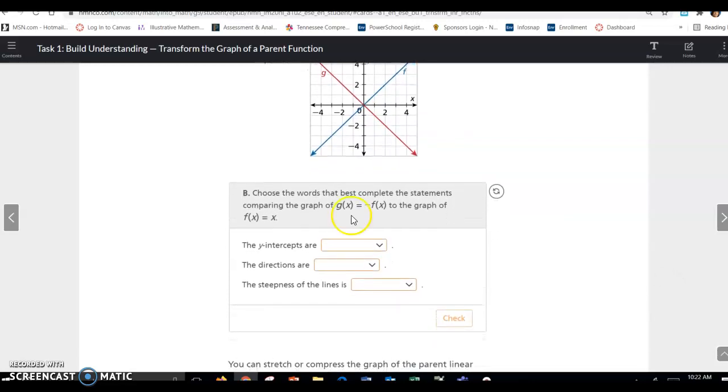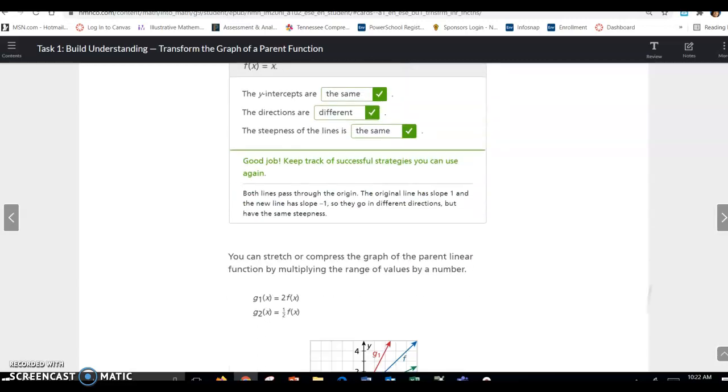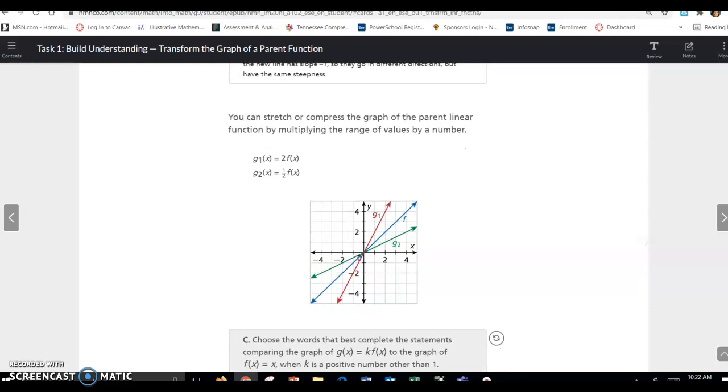All right, so let's see what this says. The y-intercepts both cross at 0, so the y-intercepts are the same. The directions, one's going up and one's going down, so the directions are different. And the steepness of the line, they still both have a slope that is the same. Just different direction.